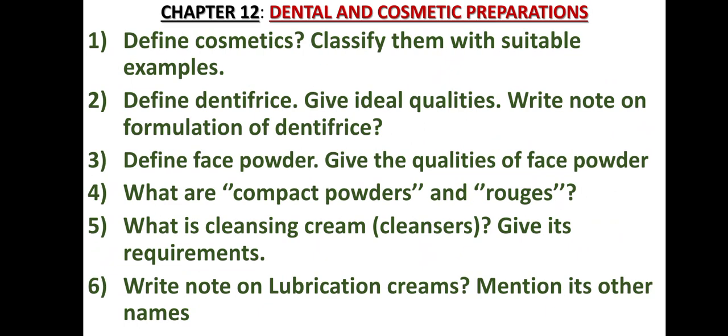Coming to chapter number 12, dental and cosmetic preparations. So this chapter also contains some important questions. We can see it one by one. First question, define cosmetics, classify them with suitable examples. Second question, define dentifrice, give ideal qualities, write note on formulation of dentifrice.